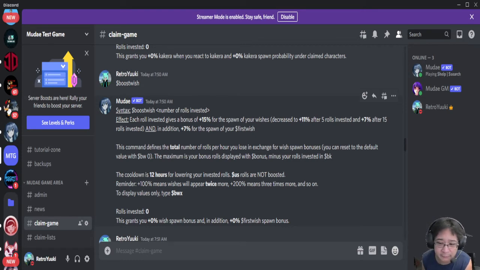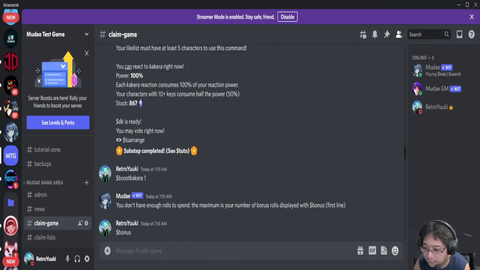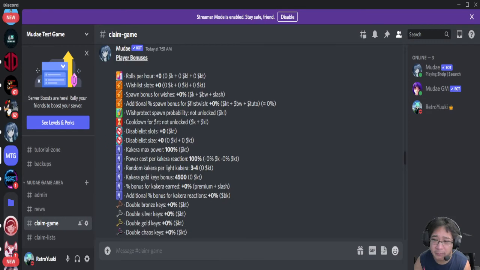Now, reminder, 100% plus 100% means wishes will appear twice more. 200% means three times more and so on. Display values using $BWX. Right now I have zero because I don't play much. I just give you tutorials to help you out. So here's the $bonus, and you can see how I have zero, obviously. But the one you want to look for is the first line and this line. Where's BK? Here we go. Because of BK info.